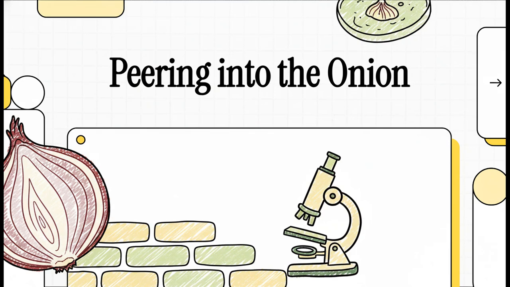Hey, welcome. Today, we're going on a bit of a microscopic adventure. We're going to peel back the layers, literally, of a super common vegetable and find a hidden world inside. And what's really cool is that this world connects that onion directly to you. So, let's get into it.